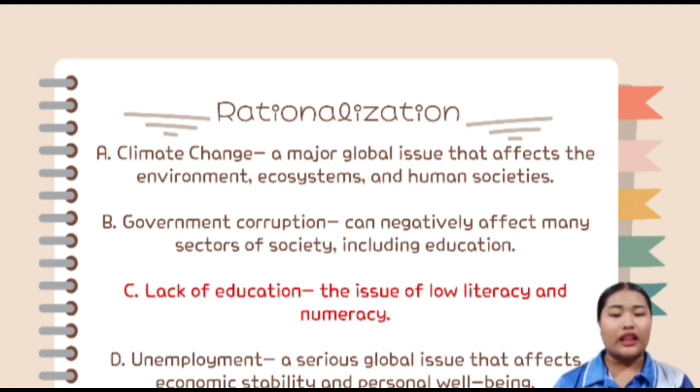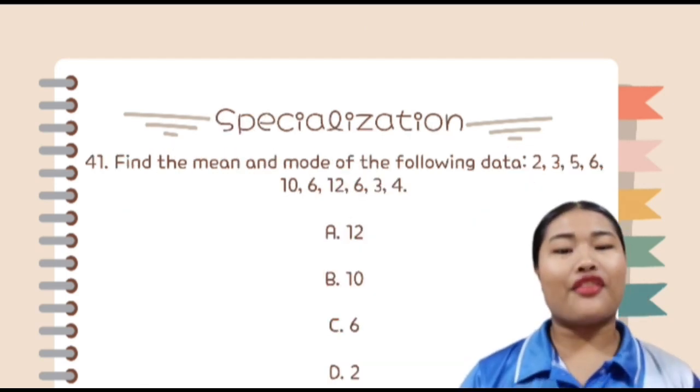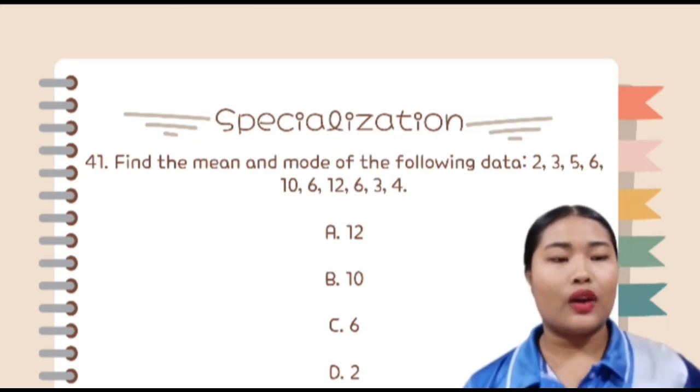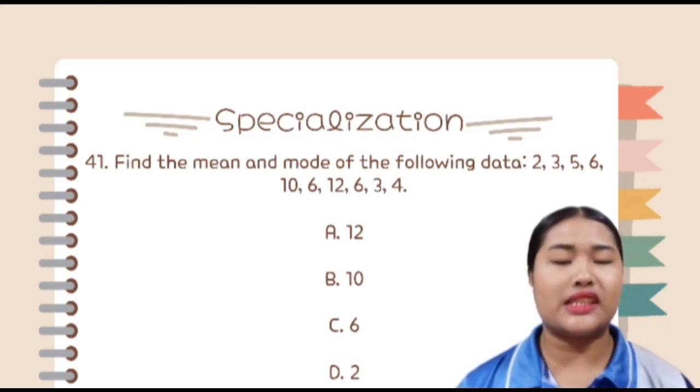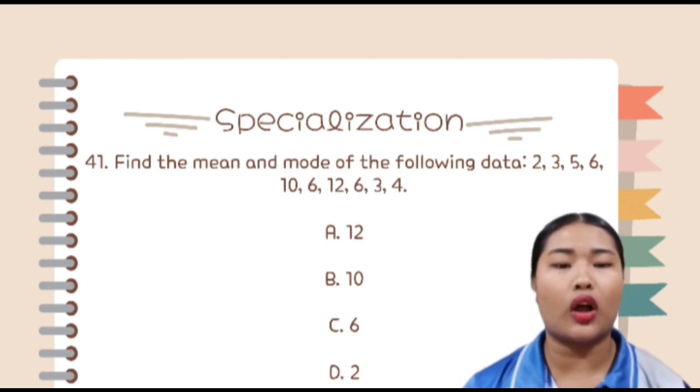41. Find the mean and mode of the following data. 2, 3, 5, 6, 10, 6, 12, 6, 3, 4. Letter A, 12. Letter B, 10. Letter C, 6. Letter D, 2.